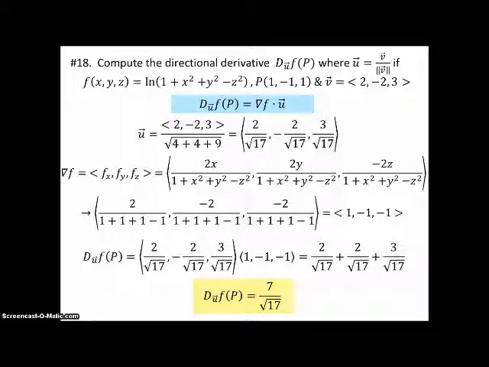So if x and y moved in the direction of vector v, then the rate of change in w would be 7 over the square root of 17 units per whatever we're measuring in.